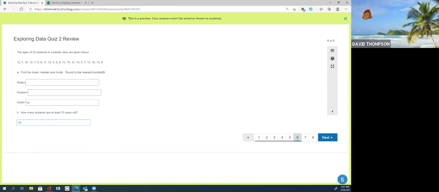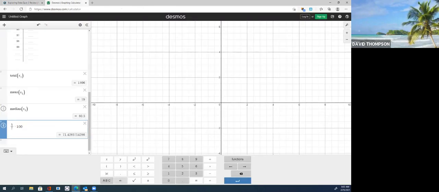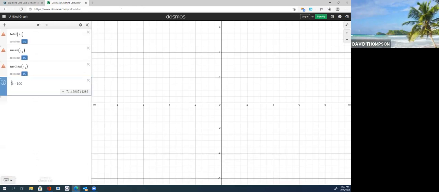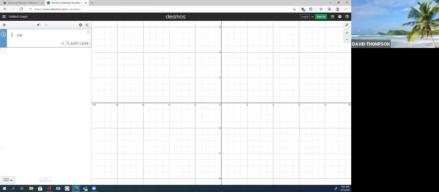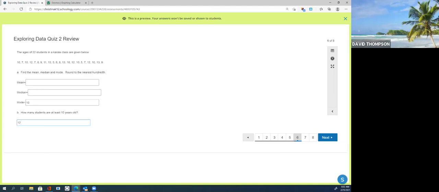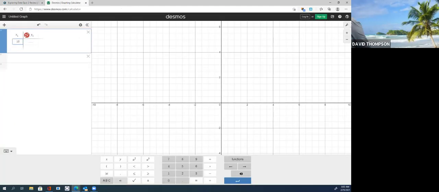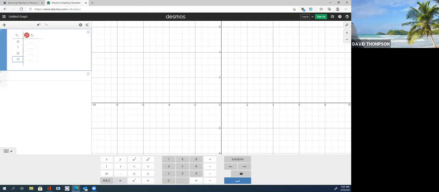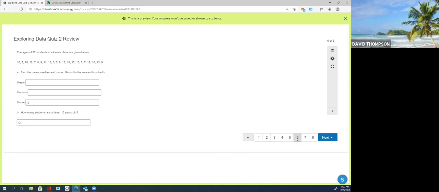Okay, now the only thing we have to do is answer our mean and our median. So let's clear everything out. So add a table. So I have 10, 7, 10. And take note, I do not have to put them in order. 12, 7, 8. 9, 11, 13.